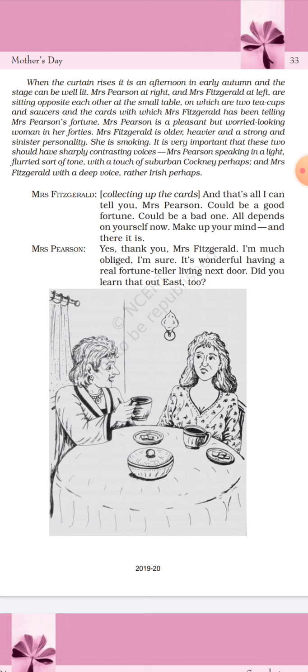It's on you. How do you take it and how you make your fortune? Mrs. Pearson: Yes, thank you.